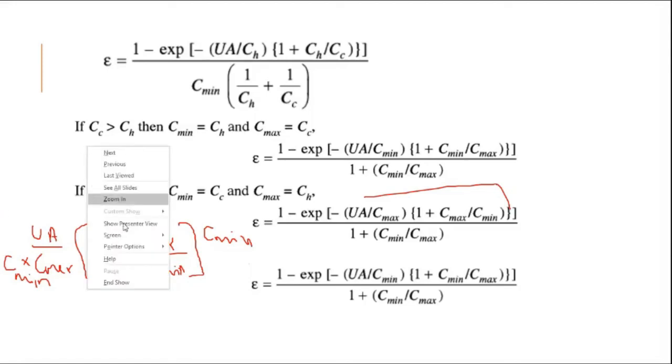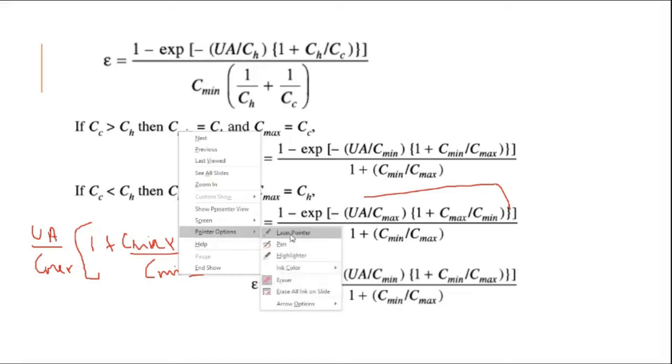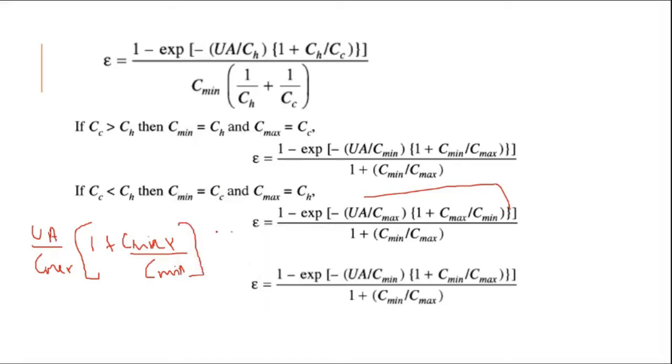Okay, I'll just use the eraser and I'll do that. So this is the expression which we are getting with the exponential. What we are going to do, we are going to multiply and divide the relation by Cmin. So multiply it by Cmin and divide the same by Cmin. Can we write like this? Yes or no? Yes, sir.